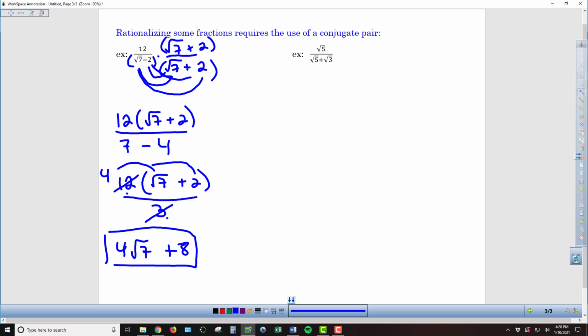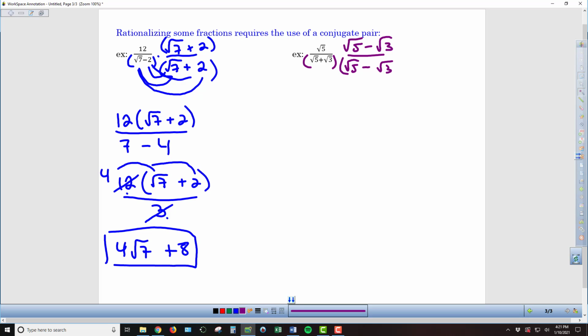In the second example, we're going to do the same sort of thing. Multiplying by just root 5 or just root 3 isn't going to accomplish anything. Instead, I'm going to use that conjugate pair. So the root 5 is going to stay the same, the root 3 is going to stay the same. I'm just going to change the positive negative sign in between to minus from plus. And so I have to multiply by the same thing on both the top and the bottom, otherwise I'm changing the value of the expression. But now we're ready to go.